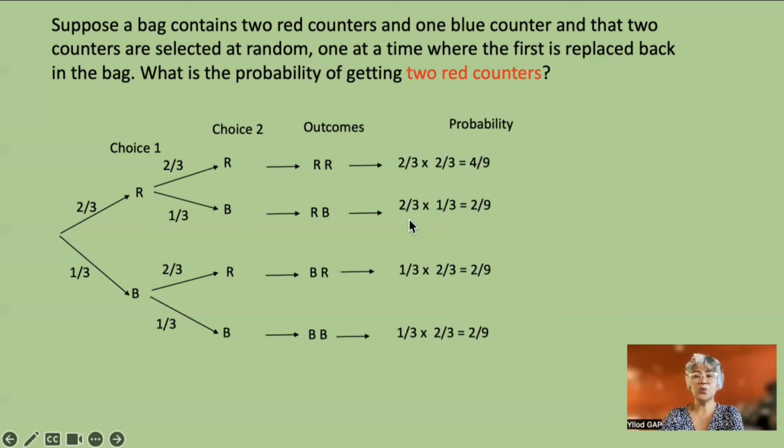Okay, so we're after the two reds. So you have the two reds here, therefore the probability is 4/9. Okay, so that is the answer to that question. And if we go back to the first presentation, you'll see that we have the same 4/9 as the result.